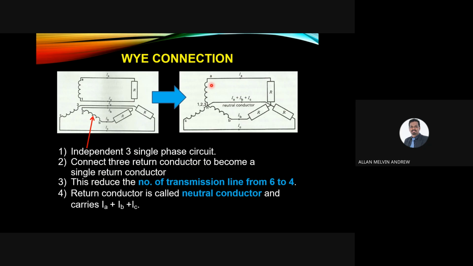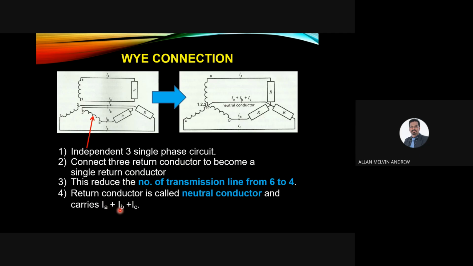Okay, so you can see here, it has A, this is a neutral, B, and C. Initially it has six wires, six conductors: one, two, three, four, five, six. When you combine it like this, it reduces the number of transmission lines from six to four. So you need four.